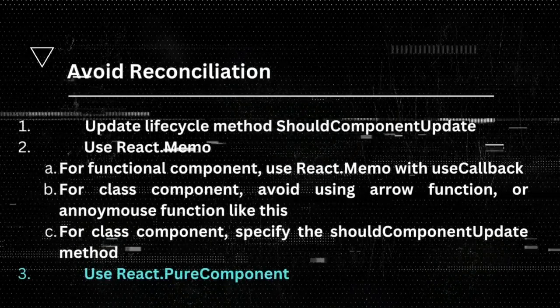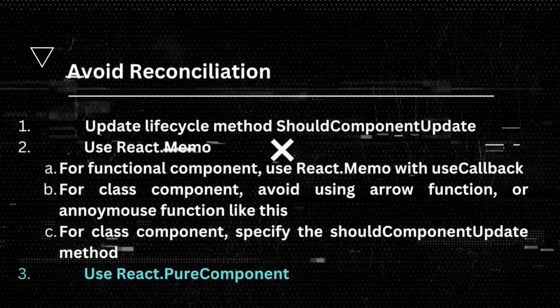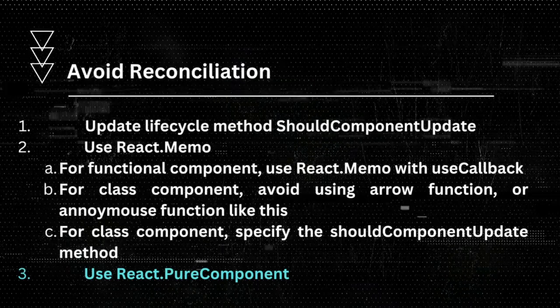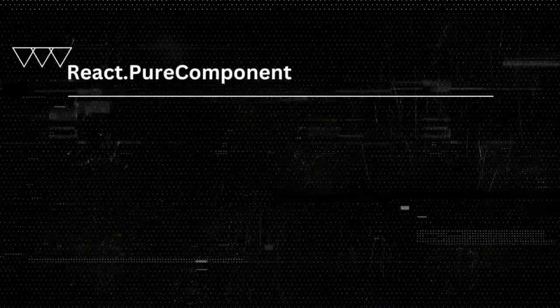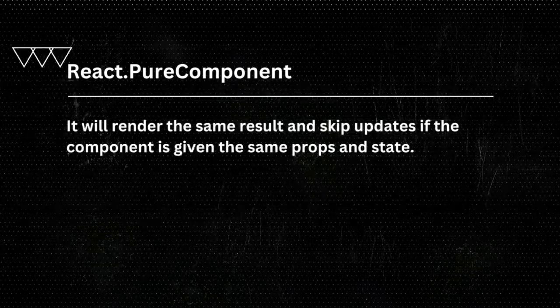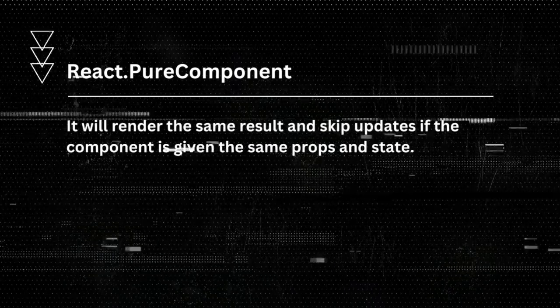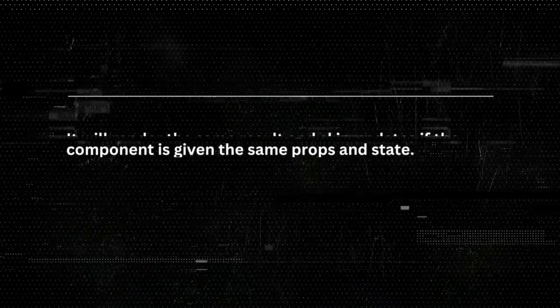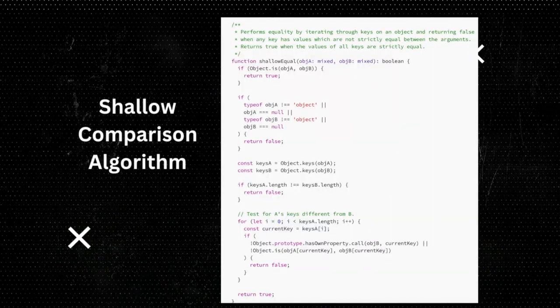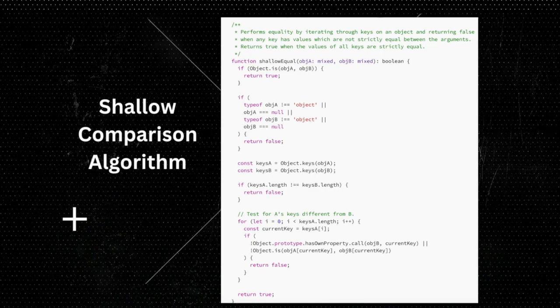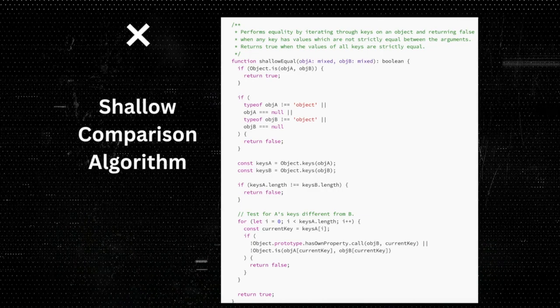Approach number 3 is to use React PureComponent. The principle of React PureComponent is that it will render the same result and skip updates if the component is given the same props and state. React PureComponent implements the shouldComponentUpdate method with a shallow prop and state comparison. The shallow comparison algorithm is as following.